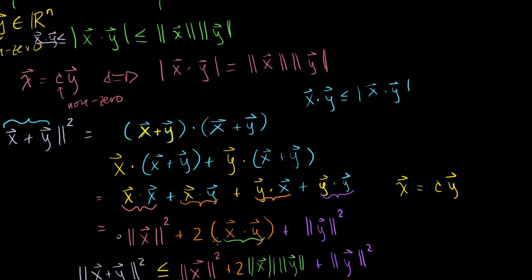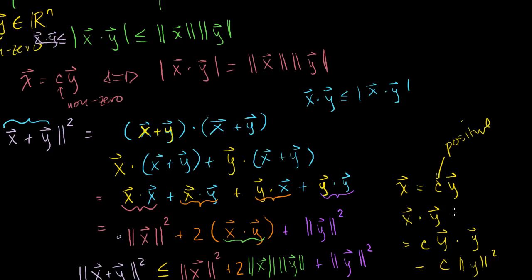No absolute value here. So the only way that I can ensure that this is a positive quantity, that this is the same thing as the absolute value of x dot y, if I'm going to go down this road, is to enforce that this term right here, that c, be positive. Because if c is positive, then x dot y would be the same thing as c y dot y, which we know is just c times the magnitude of y squared. And the only way I can assure that this expression is equal to the absolute value of x dot y is if c is positive.